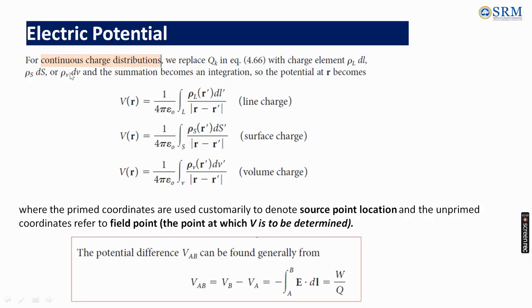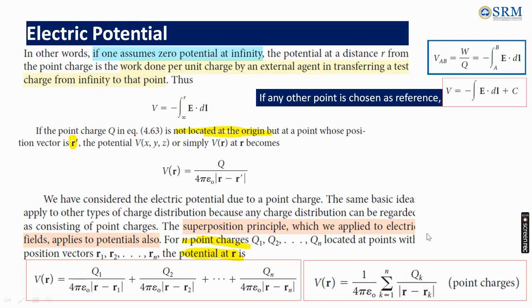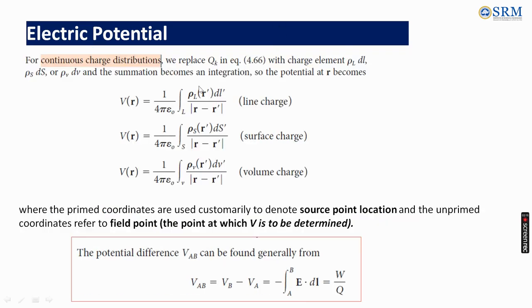Before solving a problem, let us see the continuous charge distribution. For that, we will just replace the summation by an integral, and for the total charge of a continuous charge distribution, we know that q is nothing but an integral. If it is a line charge, we write the integral over l of rho l of r dash into dl dash divided by the magnitude of r minus r dash vector. This is for line charge.